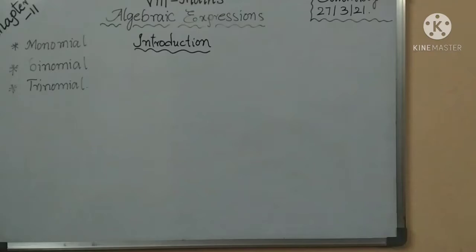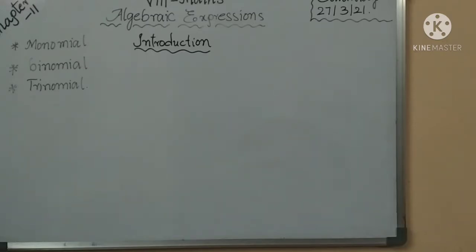Monomial means we take only a single term, a binomial means we take two terms, and a trinomial means we take three terms. So observe that there are a number of situations in which we need to multiply algebraic expressions. A monomial multiplied by a monomial always gives a monomial.